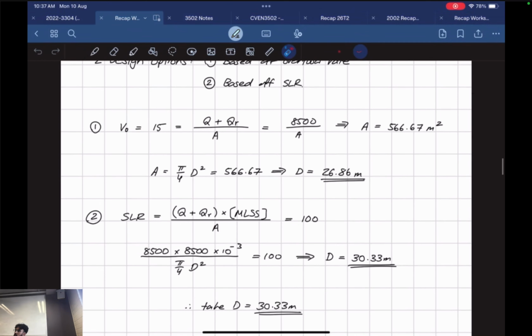So to satisfy criteria number 1, we're going to need 26.86 meters. To satisfy criteria number 2, we need 30.33. However, there's only one design that we can choose, right? It's 2 criteria, but this is one final design. So, how do we know which one to pick? Let's say we pick number 1, 26.86. Sure, it satisfies criteria number 1, but doesn't satisfy criteria number 2. Does it? No, it doesn't. The minimum required to satisfy criteria number 2 is 30.33. So, you're just going to take the maximum out of those 2 to satisfy both criteria 1 and 2. Make sense? Alright, lovely.